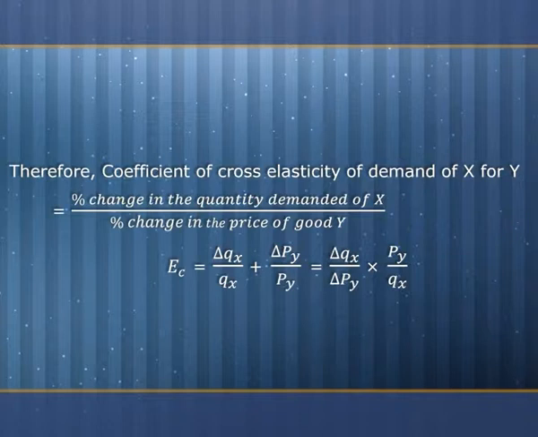So, Ec is equal to delta Qx by Qx divided by delta Py by Py. So, that is equal to delta Qx by delta Py times Py by Qx.